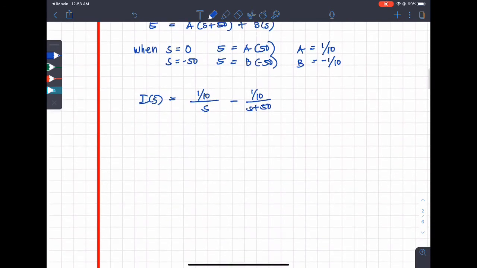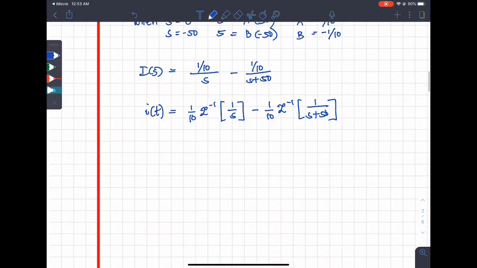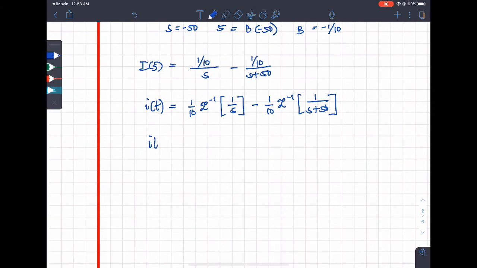And from here, we will be getting i(t). So i(t) is the inverse Laplace. So i(t) would just be 1/10 times the inverse Laplace of 1/s, and then minus 1/10 times the inverse Laplace of 1/(s+50). Or simply put, i(t) will be equivalent to 1/10.